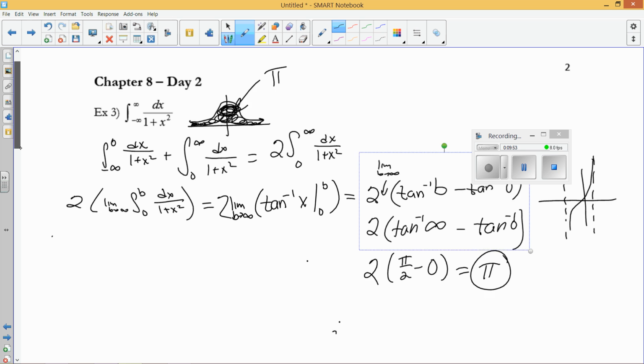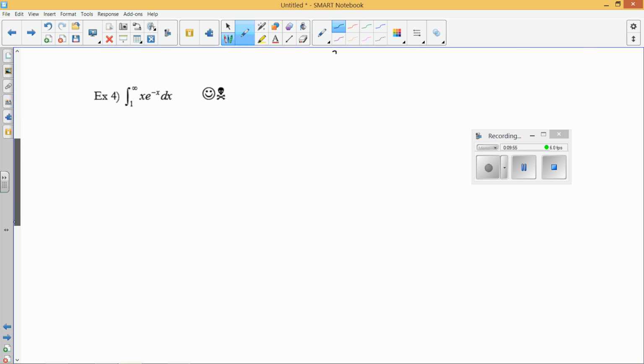All right. Now that you got a joke, let's come down here to this one. Ooh, skull and crossbones and a smiley face. You know this is going to be good. So, if you want to evaluate this integral, first, on first glance, really, nothing terrible. X times e to the negative x dx. Okay, fine. So we're going to take the limit as b approaches infinity from 1 to b of x e to the negative x dx.